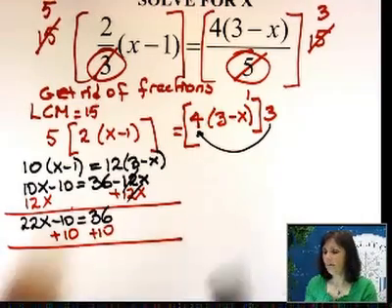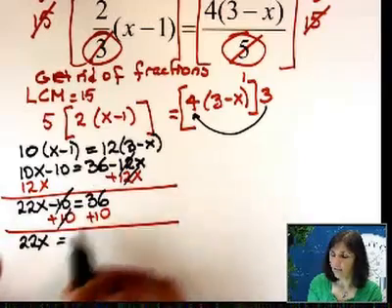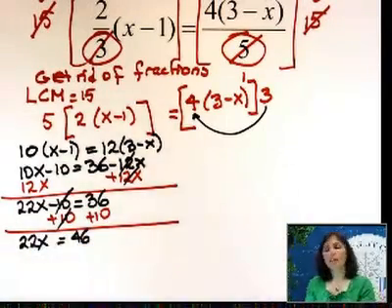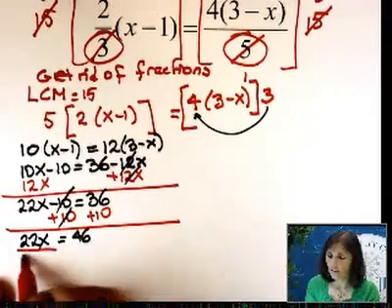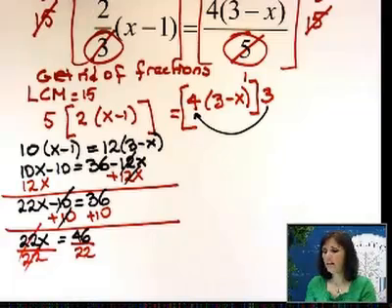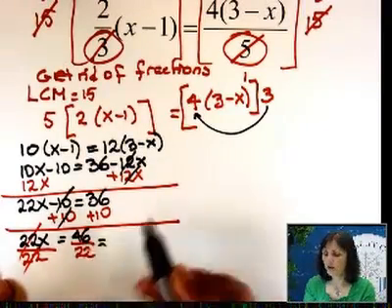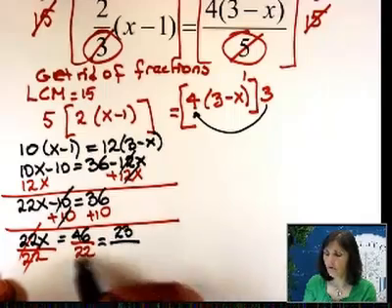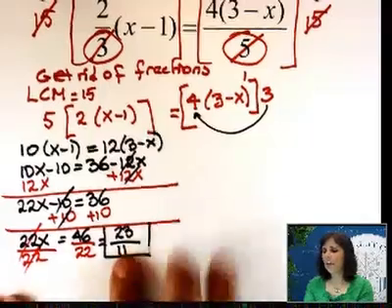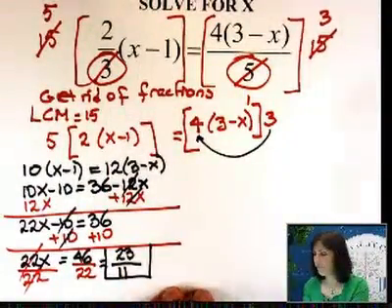Now you have 22x, these two go, equals 36 plus 10, that's 46. Last step, multiplication property last, remember? Divide both sides by 22. These two go. 46 divided by 22, that can be simplified. 46 divided by 2 is 23, and 22 divided by 2 is 11. And you can check your answer by plugging it back into the original equation. That's the best way to check things.